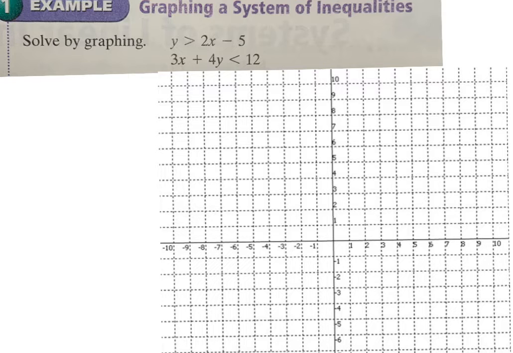Look at the first one, graph these. They gave us one in slope-intercept form. They gave us one in standard form. And so I'm actually going to graph these two different ways, and you can graph them whichever way you want. For the first one, I'm going to graph in slope-intercept form.